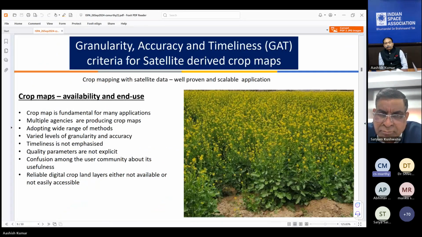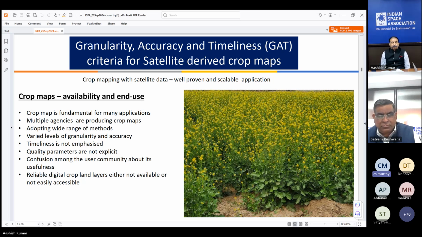Yeah, so now this is one important issue I want to flag out to all the participants here. Crop mapping is a proven application of remote sensing data, which is being done for the last more than 3 decades. But the end use of these crop maps is subject to certain basic criteria. So I define these criteria as GAT: the granularity, accuracy, and the timeliness. This plays a very important role in the adoption of crop maps generated by remote sensing by the end users.